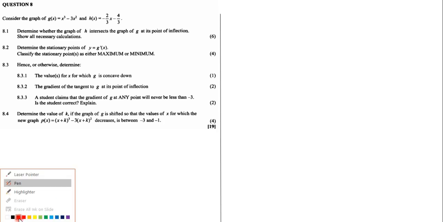So without wasting any further time, let's go straight into our instructions. Now the question 8 instruction goes as follows. Consider the graph of g of x, which is equal to x cubed minus 3x squared, and h of x, which is equal to minus 2 over 3 x minus 4 over 3. I like that, straight to the point. The first question says: determine whether the graph of h intersects the graph of g at its point of inflection. We need to show all necessary calculations.